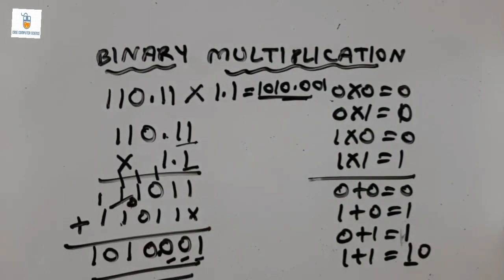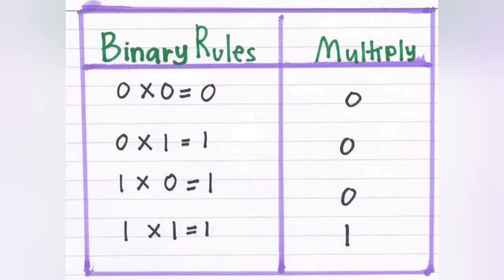1010.001. You can confirm your answers by converting to decimal form, multiplying and checking.